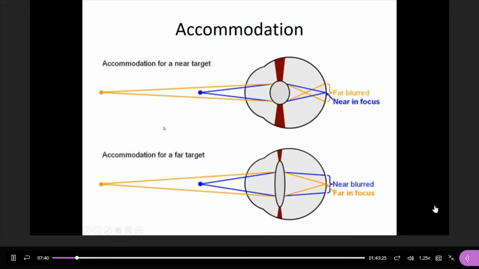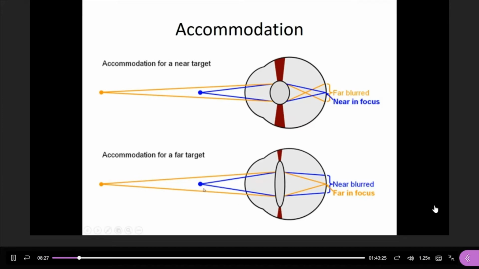This is when you look at distant objects, the bottom panel, as highlighted by the yellow line. When you look at distant objects, you will have a sharp image on the fundus, on the retina. When you're looking at distant objects, the lens usually adopts its thinnest position. So the lens is usually very thin and has a relatively small total power.